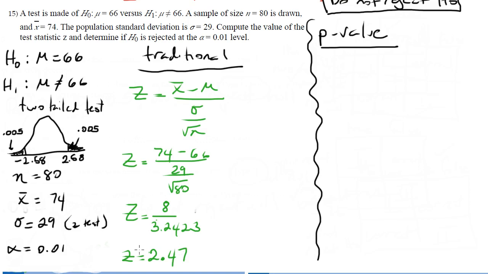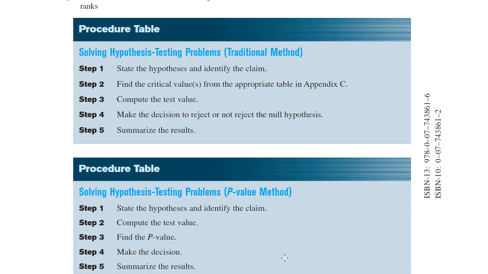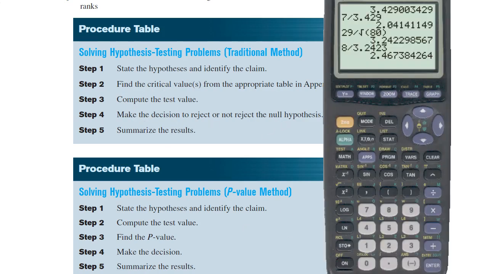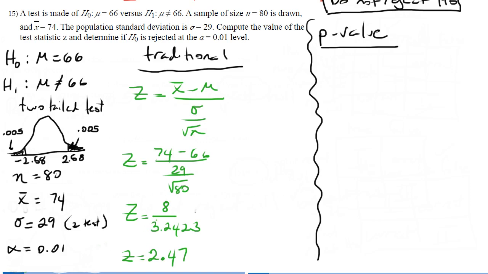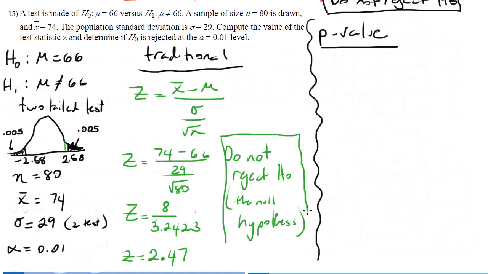Okay, so now I look to see. Yes, we've computed the test value. Now we make the decision to reject or not reject. Is this value in either of these critical regions? 2.47 is somewhere out here. Nope, it's not. So since it's not in the critical region, do not reject H0, the null hypothesis. Don't reject it.